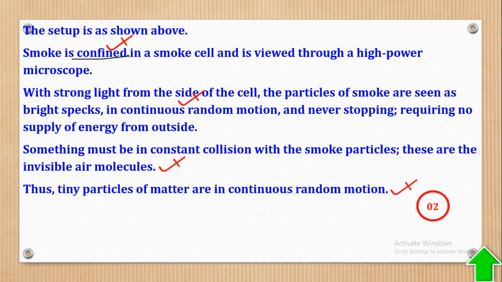So half a mark for confining smoke in a smoke cell, half a mark for stating that these smoke particles are in continuous random motion, half a mark for stating that there should be invisible air molecules which are in constant collision with the smoke particles, and half a mark for concluding.